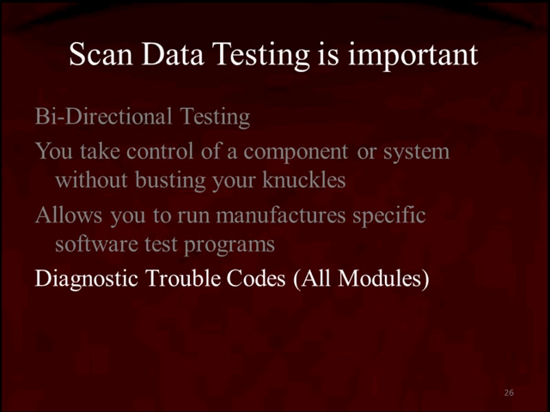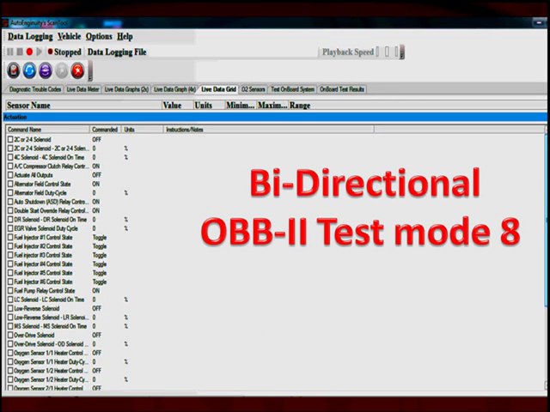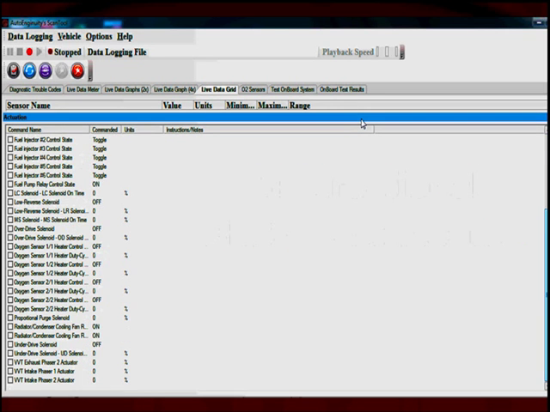We can get diagnostic trouble codes, and I think that most people start here. We can look at scan data, and this is where we're going to evaluate what we see. We can do bidirectional testing, as we said. Look at the list to the left. It gets much more extensive.